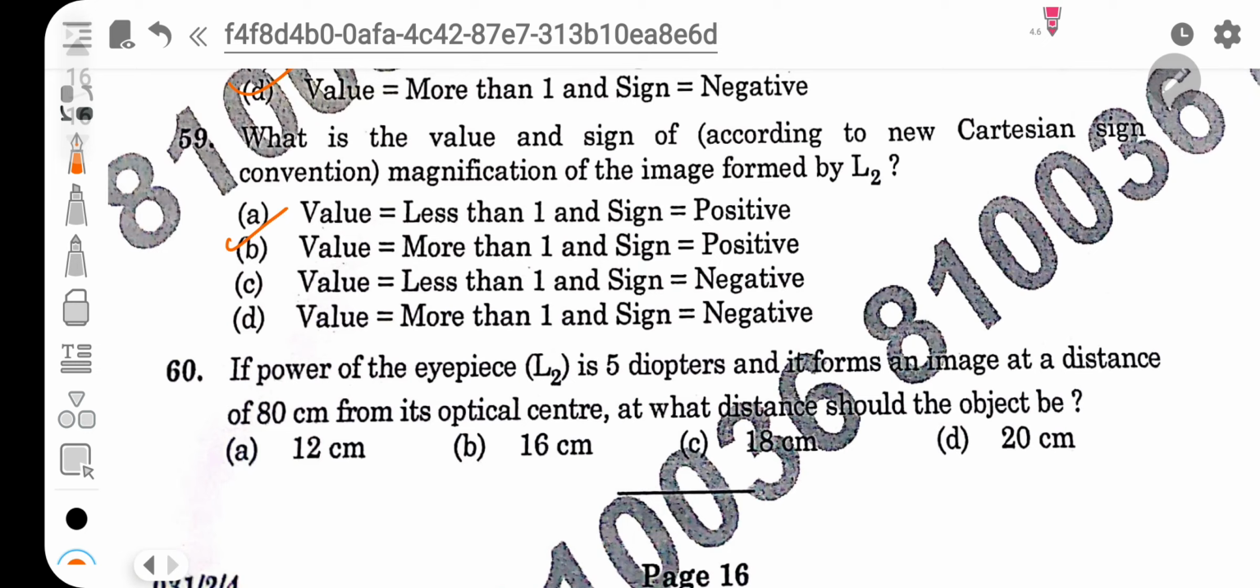Question number 16, which is the last question. The answer is 16 centimeter. It is easy: the power of the lens is 5 diopters and it forms an image at a distance of 80 centimeter from its optical center. At what distance should the object be? You can just deduce, by power equals 5 diopters, that power equals 1 by f. Then you can solve this question easily.